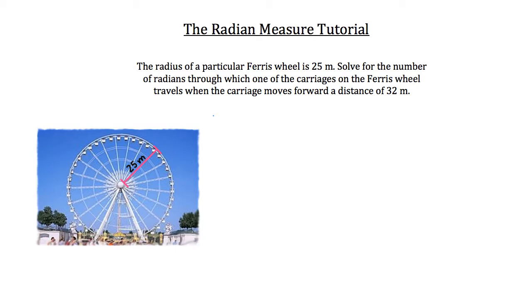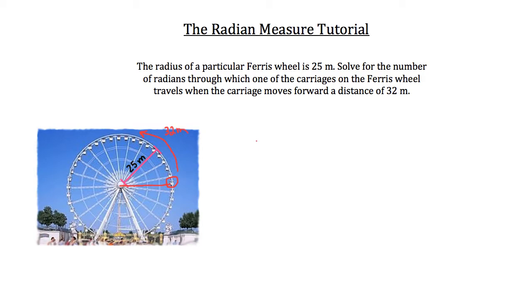Well, let's deal with this carriage right here. Because if I drew out from the center of this circle, he'd kind of be right there on the x-axis. And I want to go forward 32 meters, so I want to go around in this circle a distance of 32 meters.